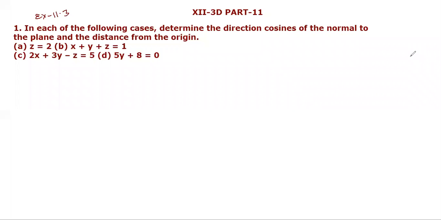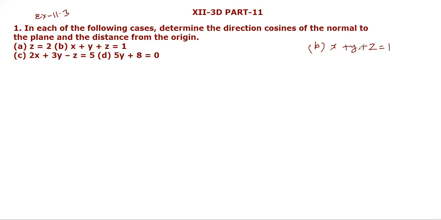In each of the following cases, exercise 11.3, last exercise on 3D, determine the direction cosines of the normal to the plane and the distance from the origin. Direction cosines means... okay, first we will take B. Our plane is x plus y plus z is equal to 1.